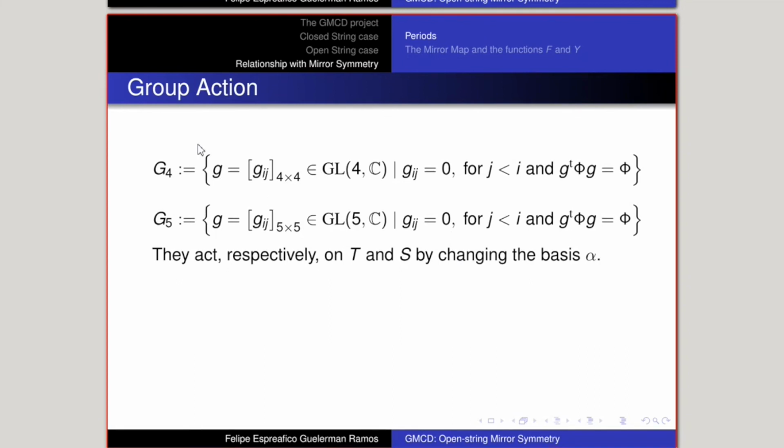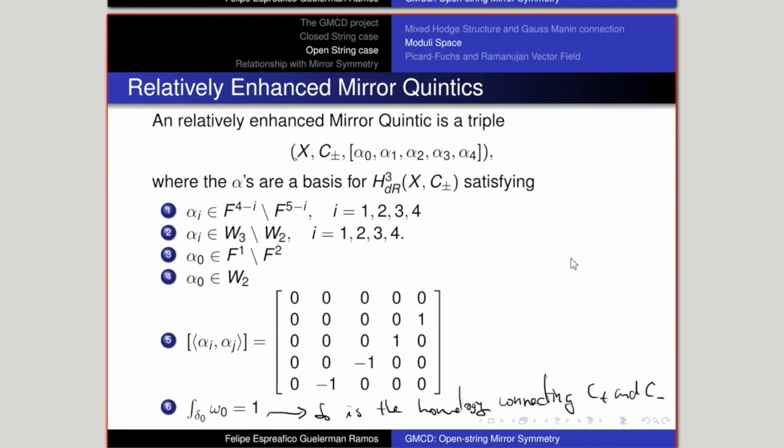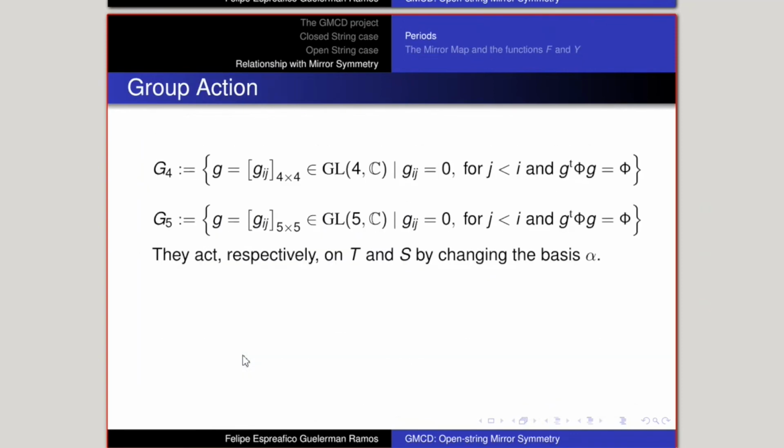First, we have these actions on T and S, right? They act by simply changing the basis alpha, because if you have a basis satisfying these properties, of course you have a group for which when you change the basis, they still satisfy these properties, right? So these groups G are exactly this. They preserve the intersection product and they are diagonal. So they will preserve the Hodge filtration.